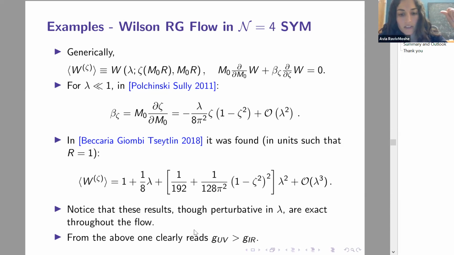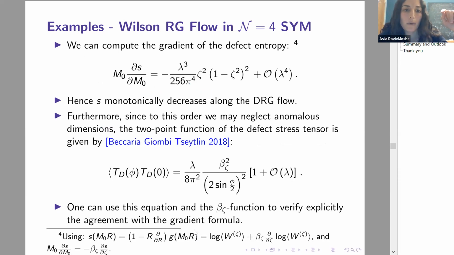Now, already we see that GUV is larger than GIR, but we can do better than that. We can compute the gradient of the defect entropy using the result. And we get this expression, which is manifestly negative, and therefore the defect entropy S monotonically decreases as expected. We can still do a bit better than that. We can use the result from their paper in order to extract the 2-point function of the defect stress tensor. It is given by this expression. And if we plug this expression into the right-hand side of the gradient formula and integrate with 1 minus cosine of the relative angle, then we get a complete match between the right-hand side of the gradient formula and this result. So we verified explicitly the gradient formula in this example.